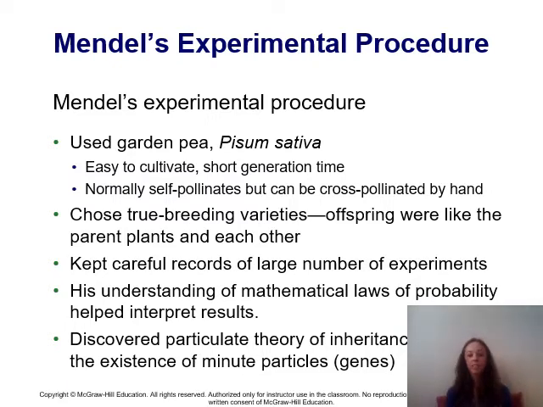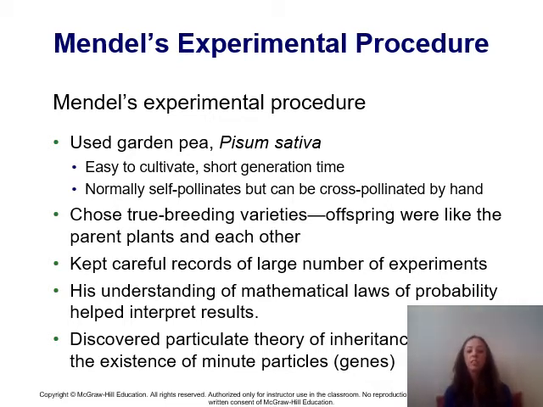He also chose this plant because they normally self-pollinate, but they can be cross-pollinated by hand. He chose true breeding varieties, so that the offspring were going to be just like the parents and each other. He kept careful records of his large number of experiments. As you can imagine, that would be a lot of information to track. His understanding of mathematical laws of probability helped interpret his results. As we'll see later on in this lecture, math is really essential in studying genetics.